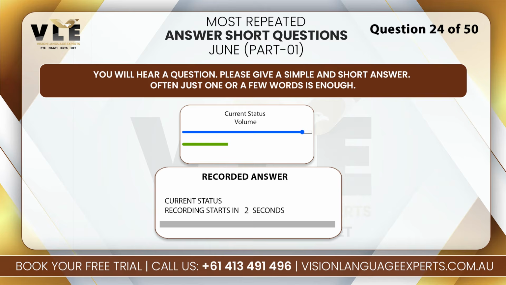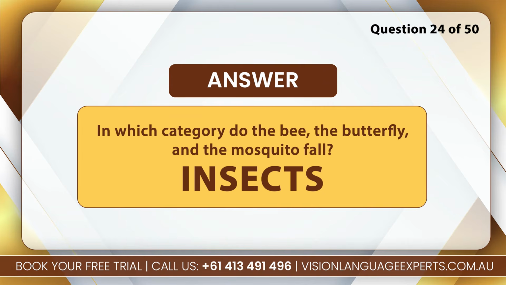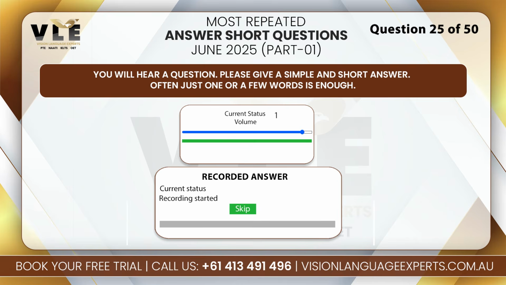In which category do the bee, the butterfly, and the mosquito fall? Insects.